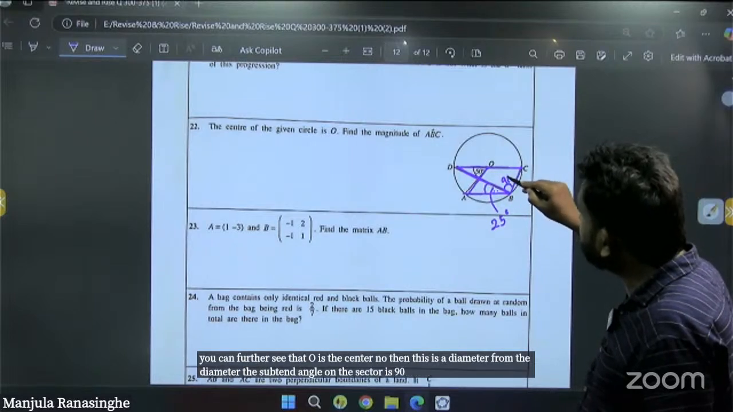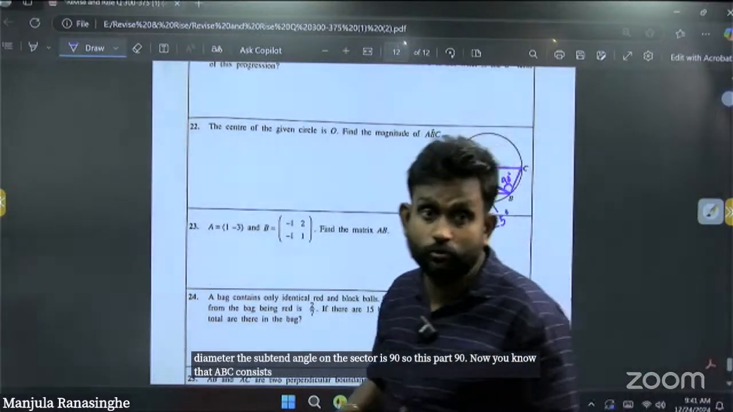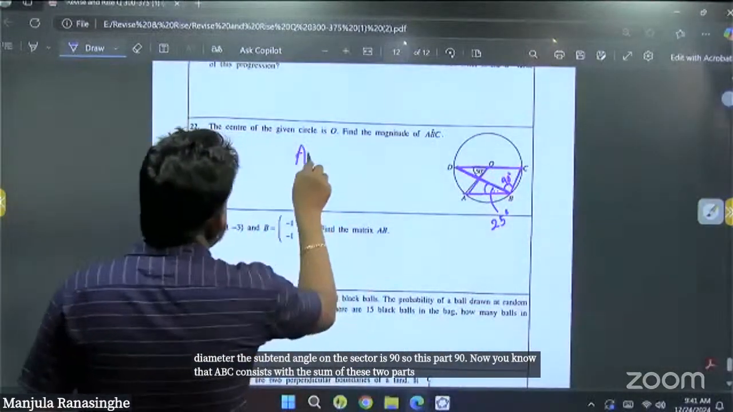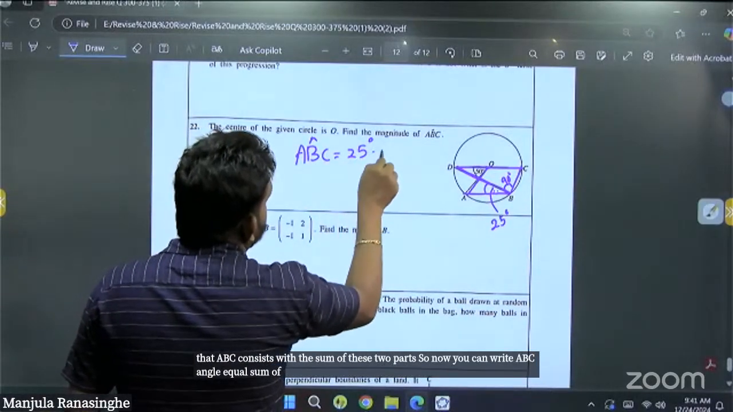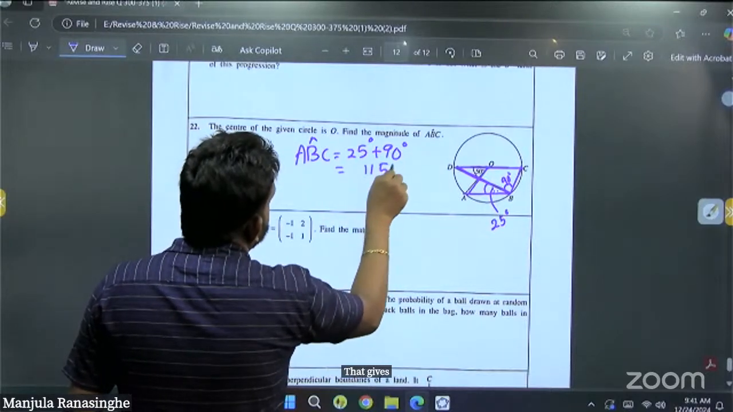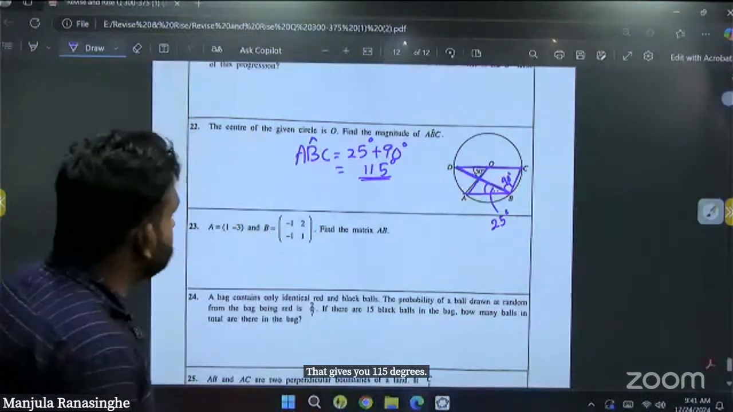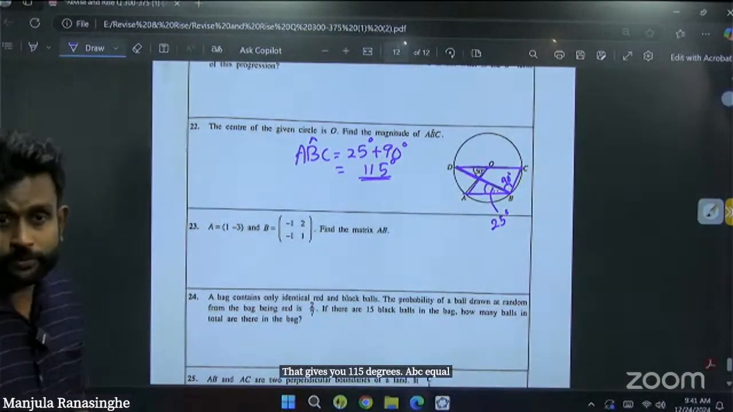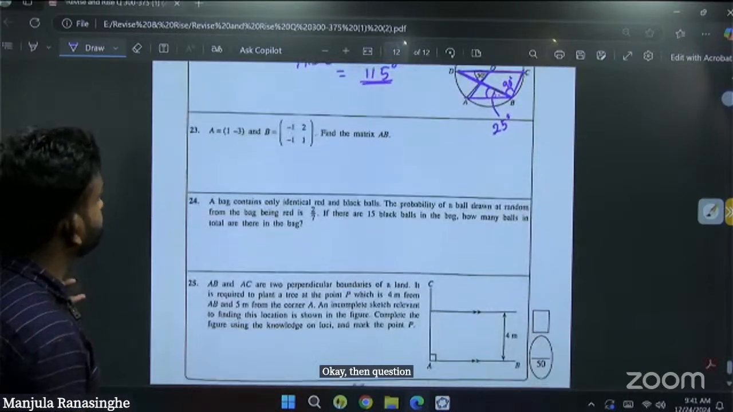So this part is 90. Now you know that ABC consists of the sum of these two parts. So angle ABC equals the sum of those two parts, 25 plus 90 degrees. That gives you 115 degrees. ABC equals 115 degrees.